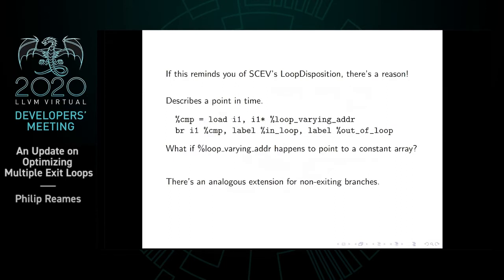One key point to keep in mind is that this describes a branch at a point in time. It is entirely possible that what is initially a variant exit is later optimized into something that is computable or invariant. For instance, in the example I gave, maybe the loop varying address actually points to a constant buffer, and we're able to determine exactly when this branch exits the loop. Worth noting is there are also parallel extensions to non-exiting branches for internal control flow in the loop. That is mostly out of scope for our discussion today.